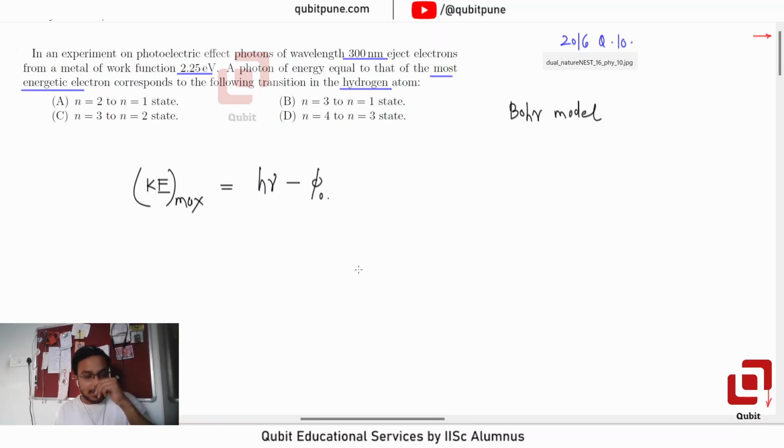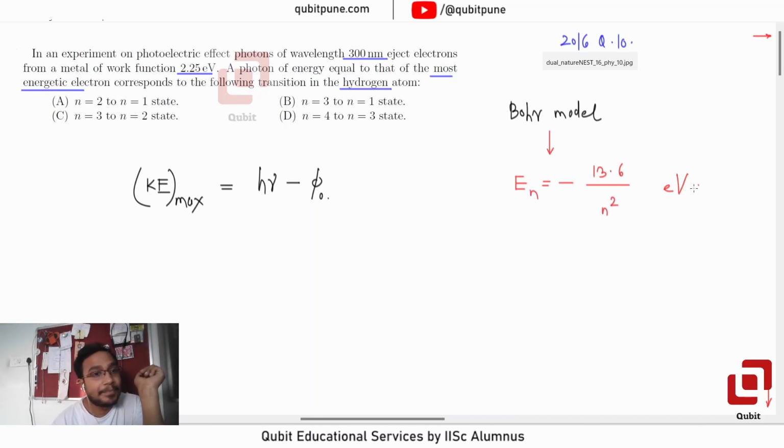I hope you understood this, right? K max is equal to h nu minus phi naught. And what is the formula that we have in Bohr's model? What is the formula for energy? It is negative 13.6 upon n squared electron volts. Raise your hands if you remember that formula. En is equal to negative 13.6 upon n squared electron volts. You have to know this, otherwise you cannot solve the problem, although you know everything about photoelectric effect.